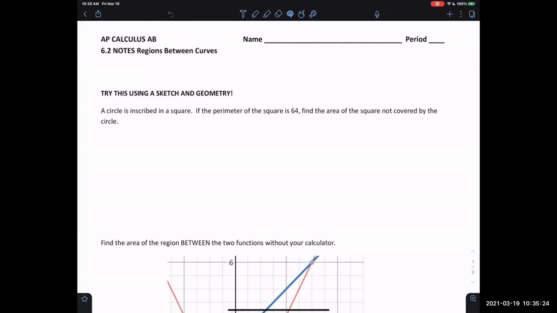I want to start with you actually working on this try this problem without me going through it. I will put the answer up, but I want you to take a few minutes, pause your video, and then we'll come back with the answer. It's a basic geometry problem just to get our feet wet with area. So go ahead and try the circle inscribed in a square problem. Okay, we'll be back in a minute.